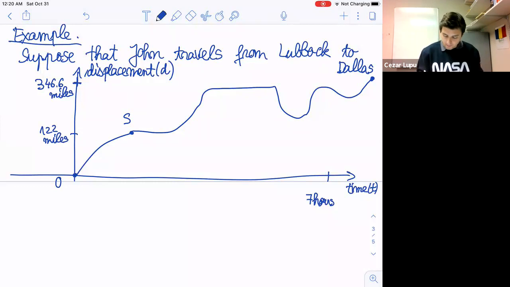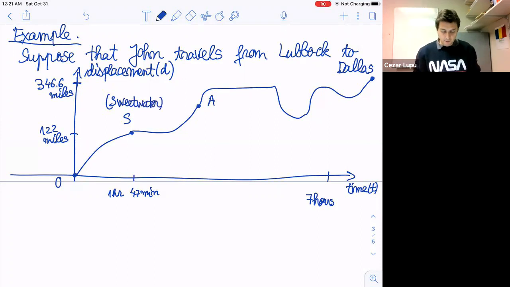And now let me put something in here. For example, let's point the point A. Well, let's say this S comes from Sweetwater. So let's say here it has like 1 hour and 47 minutes. So this is S from Sweetwater. And let's just say A comes from Abilene. So this would be at 2 hours and 22 minutes. So A is Abilene.